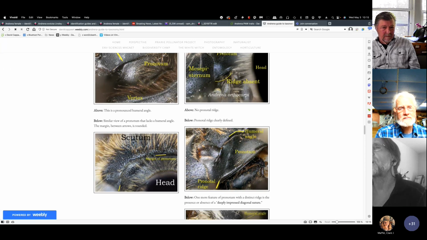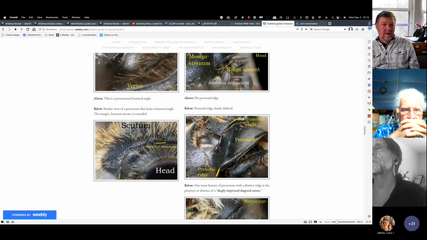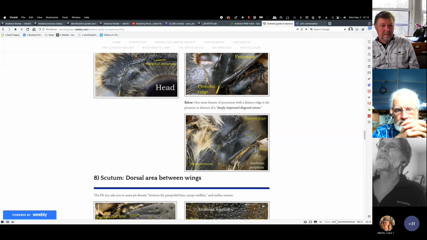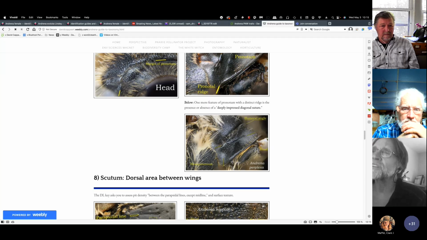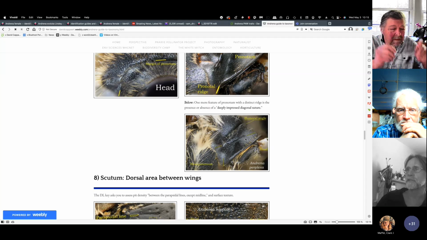And then there are these interesting other features besides the humeral angle, with a posterior edge of this. Then you have these sort of ridges that might run through the pronotum. And then even more interesting, you have this diagonal suture. That's another important feature I know in subgenus keys.